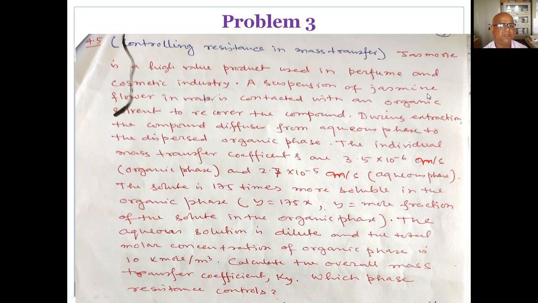A suspension of jasmine flower in water is contacted with an organic solvent to recover the compound. During extraction, the compound diffuses from the aqueous phase to the dispersed organic phase. The individual mass transfer coefficients are 3.5 into 10 to the power minus 5 meter per second in the organic phase and 2.5 into 10 to the power minus 5 meter per second in the aqueous phase. The solute is 175 times more soluble in the organic phase.